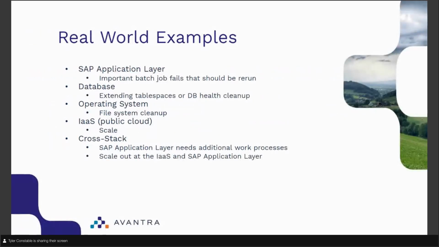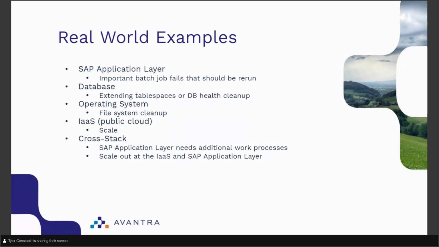So some real world examples, a couple more slides, and then we'll actually get into the system and start looking at some of these. From the SAP application, again, we'll start at the top and work our way down. Perhaps there's an important batch job that fails, and when it fails, there's approval from the business that they say, just go out and rerun it. Now, this is not always a zero-touch scenario. Typically it might be a notification to someone saying, hey, this failed, should we go rerun it? Someone pushes yes, and then the automation platform reruns it. But there might be a scenario where they just say, hey, just rerun this job if it fails.